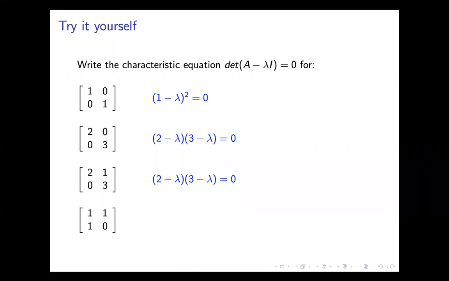And this matrix, which we used for our dynamical systems and Fibonacci numbers, 1, 1, 1, 0, will have the following quadratic polynomial: lambda squared minus lambda minus 1 is equal to 0.